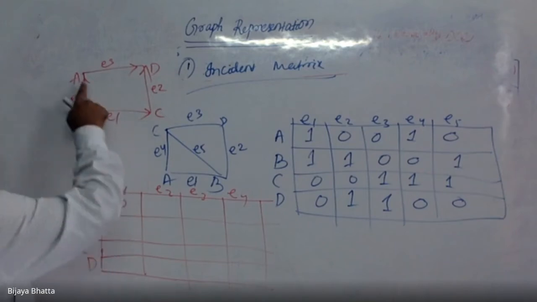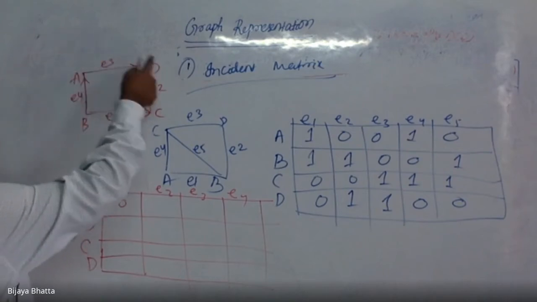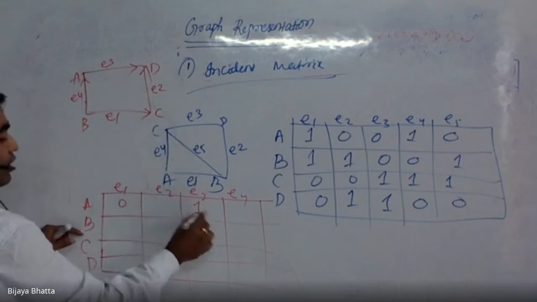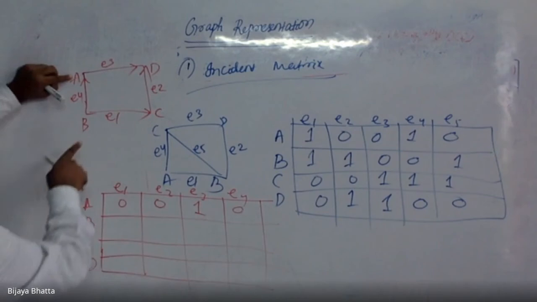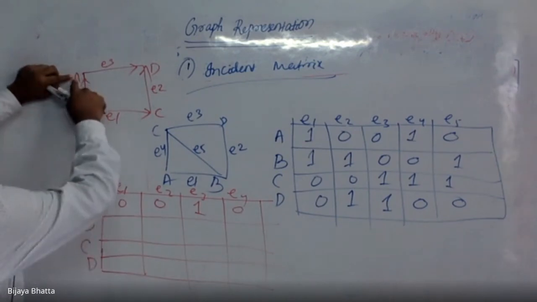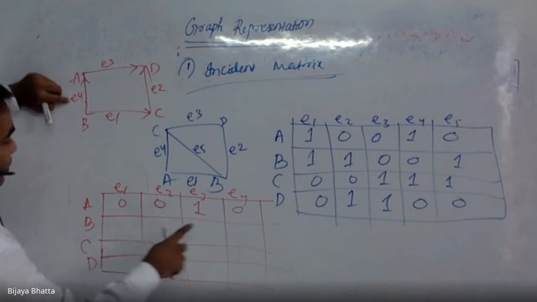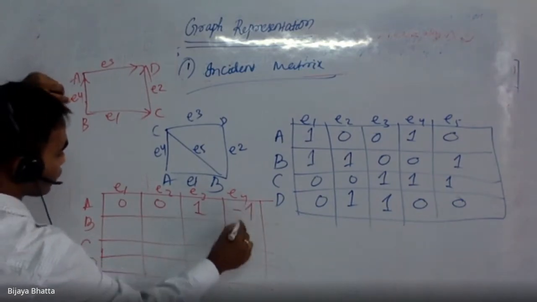A is incident on only D, right? So if you look at this, A is incident on D. So that's why, D means E3, otherwise 0. But there is one important thing. A is not incident on B, right? But B is incident on A. So if something is coming to A, then for E4 I can put it as -1 instead of putting 0.